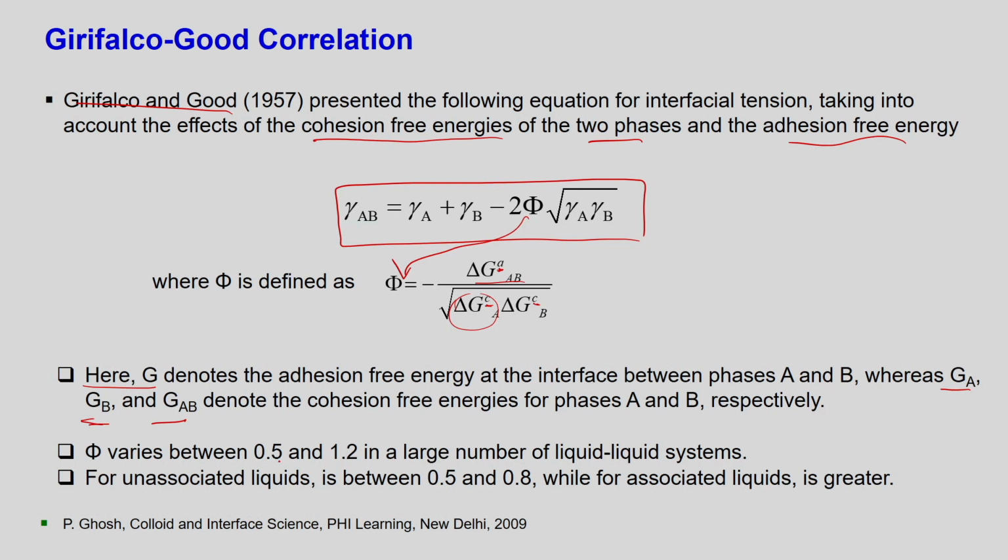This phi actually varies between 0.5 and 1.2 in a large number of liquid-liquid systems. For unassociated systems, where there is no hydrogen bonding or dipole-dipole interaction, it is between 0.5 and 0.8, while for associated liquids it is greater. So, the more the association within the liquids, the higher the value.